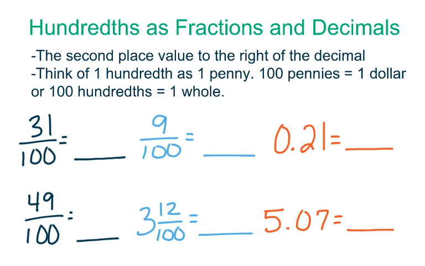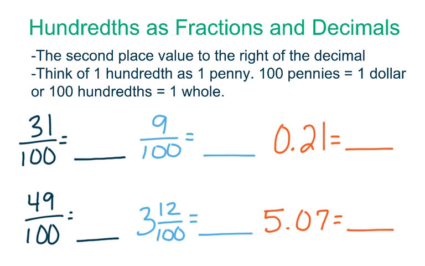When you think about hundredths, think about pennies. So 100 pennies make up $1. 100 hundredths make up 1 whole. Notice our denominator is 100, so that helps us as well. Now, when we're turning these hundredths into decimals, the process is very similar to what we did with our tenths.